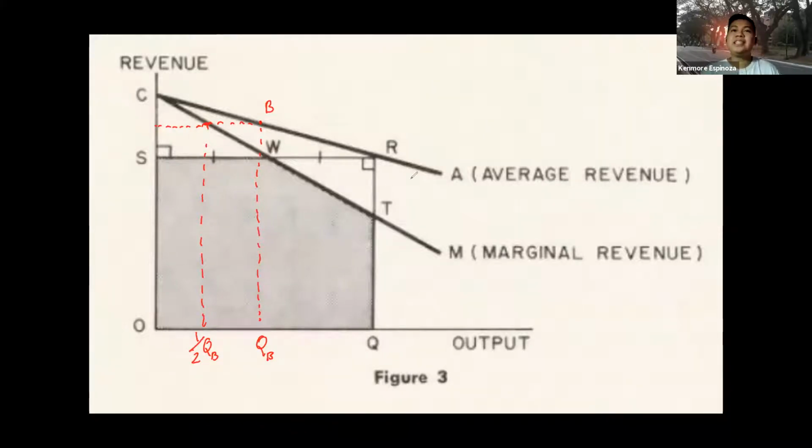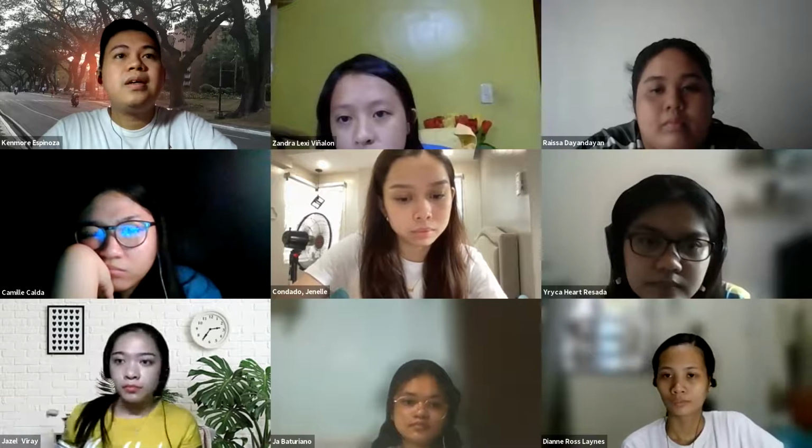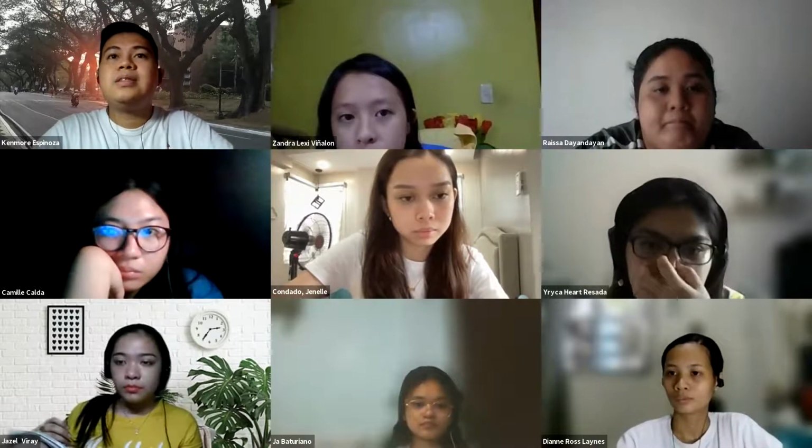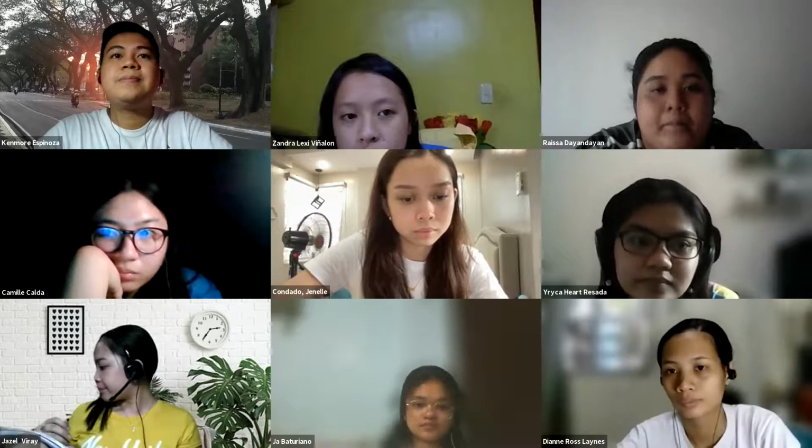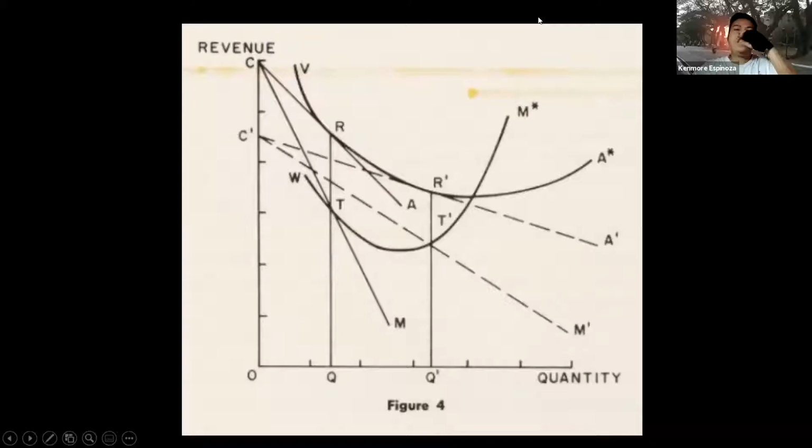In this case, what she took is point R. So the midpoint between O and Q is W. So that's the second point, and then you draw a line. Now, madali lang. But what if you have a general curve? What if you have a general curve?